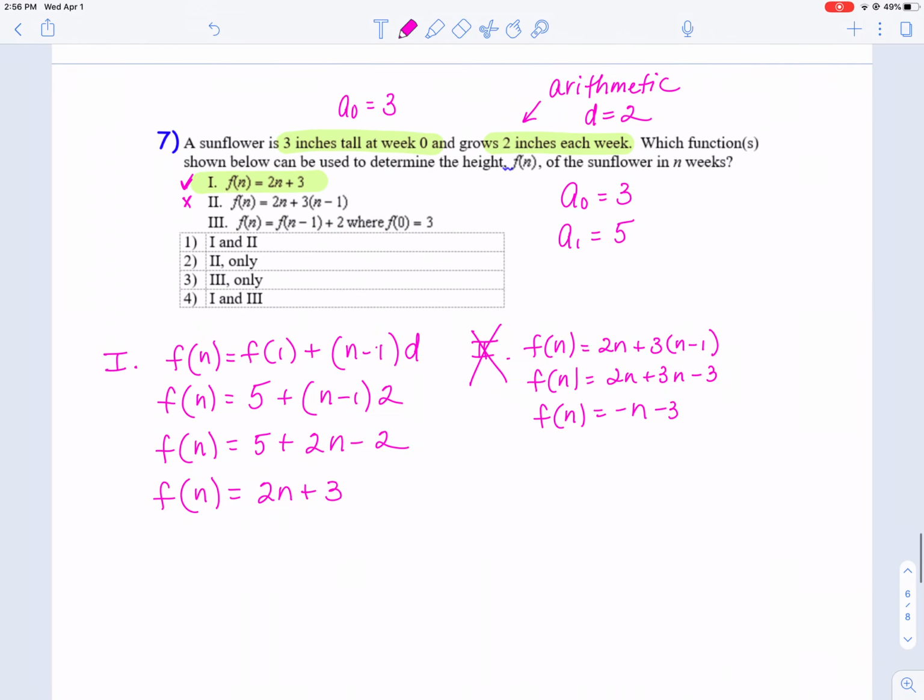Okay, look at your last one, choice 3. Choice 3, I want everybody to recognize as a recursive. It is not an explicit. Why? It's not giving you your first term, it's giving you your 0 term. It's saying f of 0 is equal to 3. Is that true? Yes. And then it's telling you f of n equals f of n minus 1 plus 2.